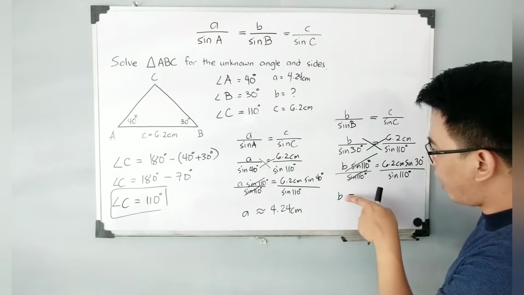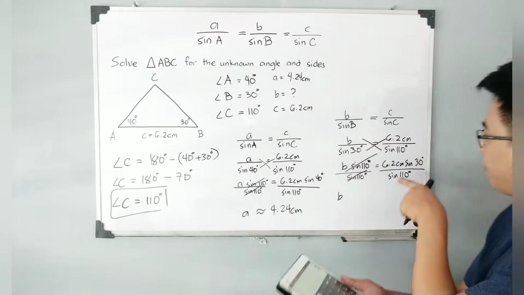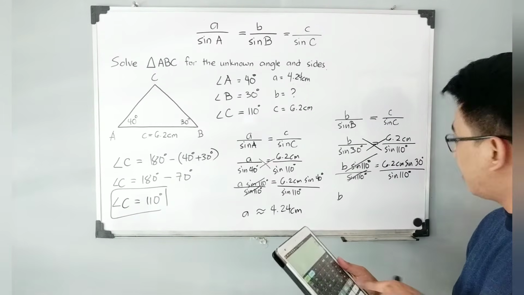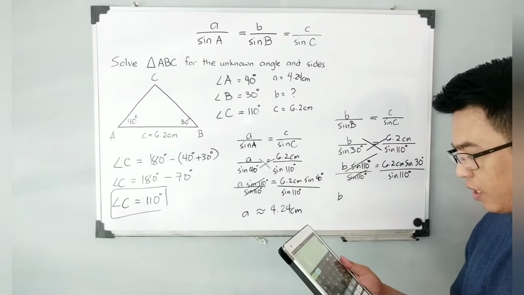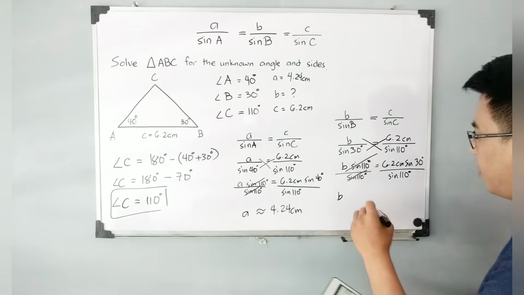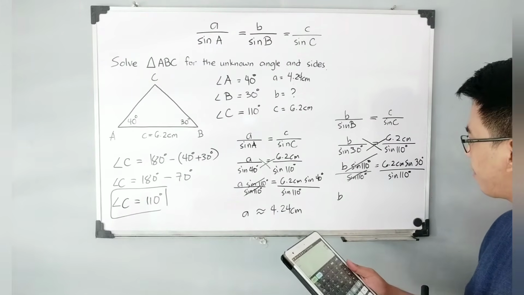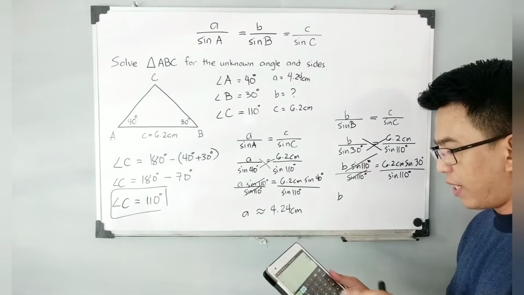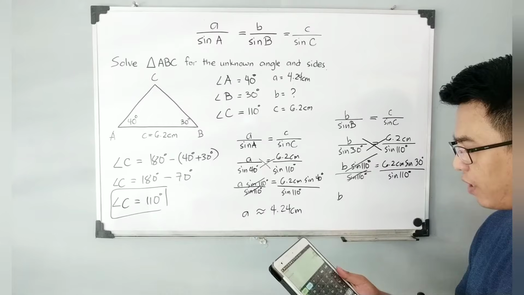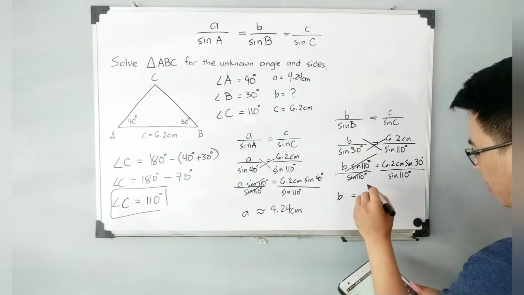So we can have, you can use your calculator. Press mo muna, 6.2, then sine 30 degrees, then press equal sign, that is 3.1. So it will give you 3.1 divided by your sine 110. So press sine 110. So it will give us the answer of this one. 3.3.